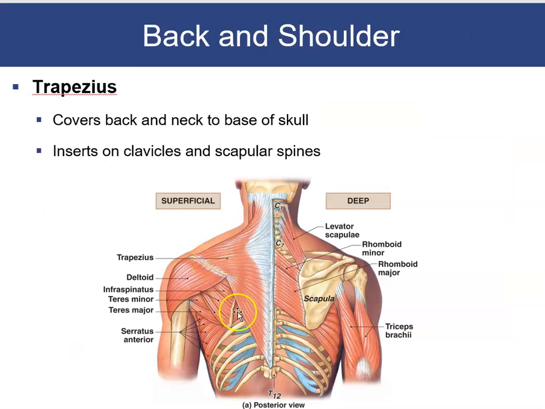We have this large muscle here, the trapezius. It covers the back and neck up to the base of the skull, and it inserts on the clavicle and the scapular spine. This muscle moves the scapula, it can elevate the clavicle, and it can extend the neck.